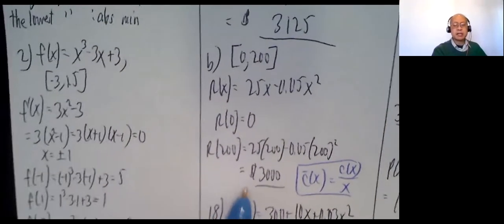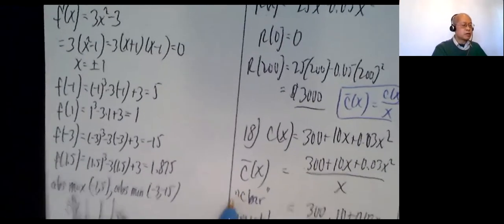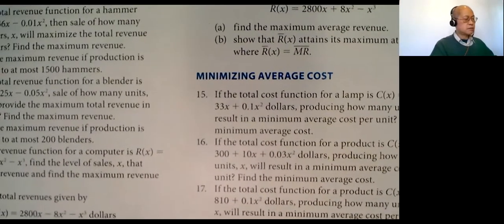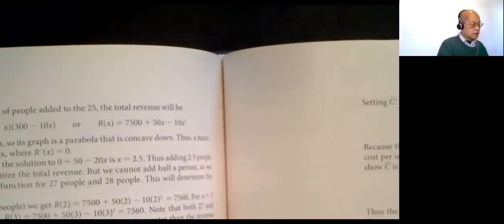All right, so that's maximizing revenue. Then the next problem I'm going to show you is minimizing average cost. Page 663, minimizing average cost. So let me show you the average cost formula on page 658.